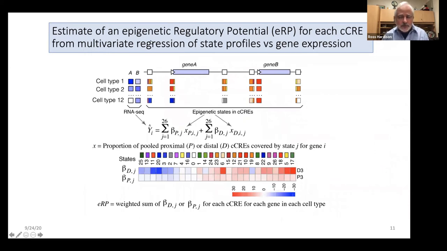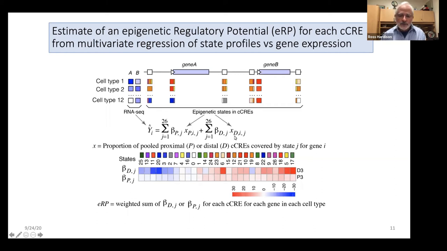One of the several things that we've been doing with these epigenetic states is to use them as an input to try to get at an estimate of the regulatory potential based on the epigenetic signatures: where that potential is, what's the impact of each element on a target gene? Our first approach to this was a classic multivariate regression analysis, where we want to explain the different expression levels of genes across cell types. There's gene A and gene B. We've already made calls for where the regulatory elements are, and we know what the profile of epigenetic states is in each of these cell types.